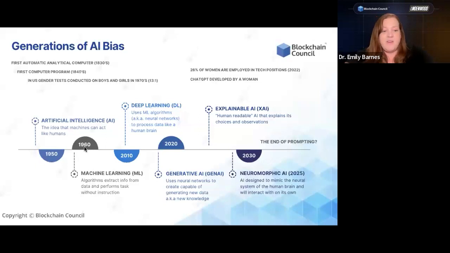Lastly, at the bottom there, you'll see neuromorphic AI. It's designed to mimic the brain, but also the nervous system. So, a huge advancement in AI that's projected to come out about 2025, 2026. And this AI is expected to be able to read facial features and interact more intimately than others have in the past. So less prompting and more interacting will occur with this AI.